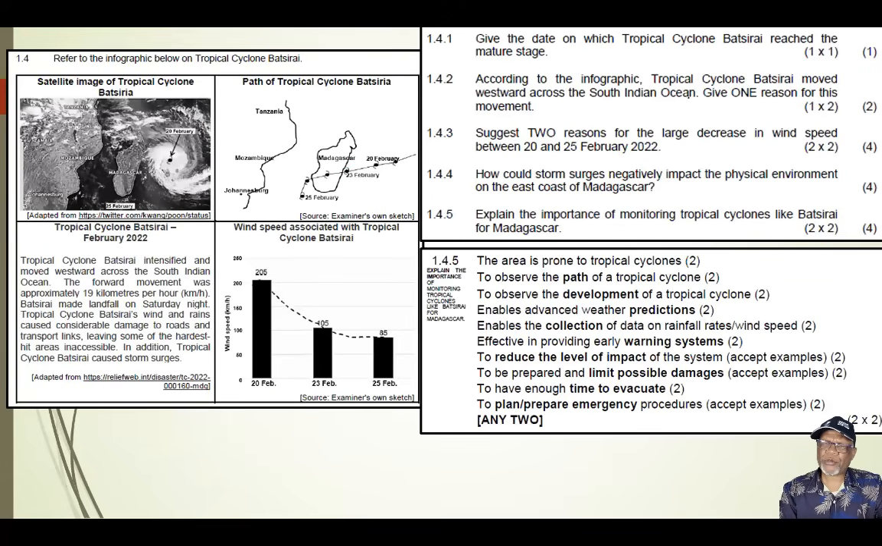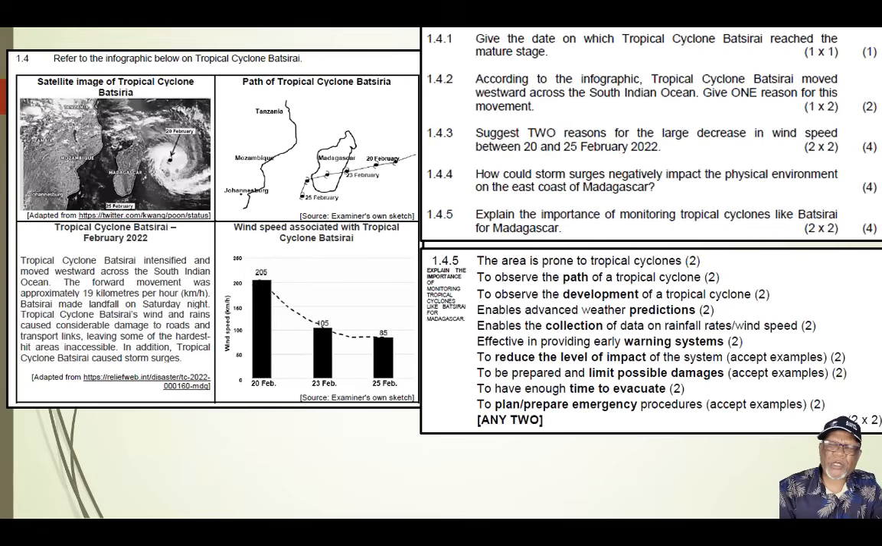They say, according to the infographic, tropical cyclone Batsirai moved westwards across the South Indian Ocean. Give one reason for this movement. Now you have to decide why tropical cyclones move westwards. You have to use your information on tropical cyclones, that they move from east to west because they are driven by tropical easterlies. Suggest two reasons for the large decrease in wind speed between 20 and 25.